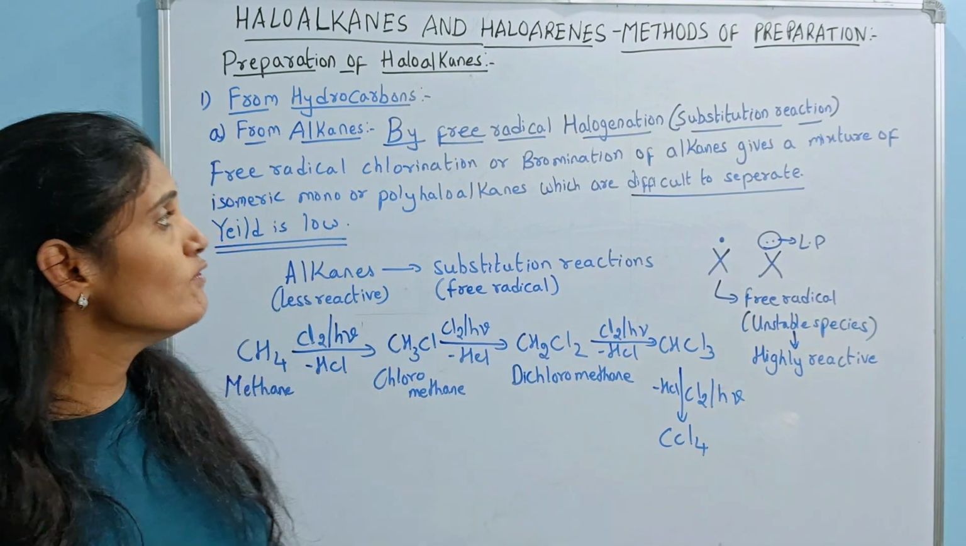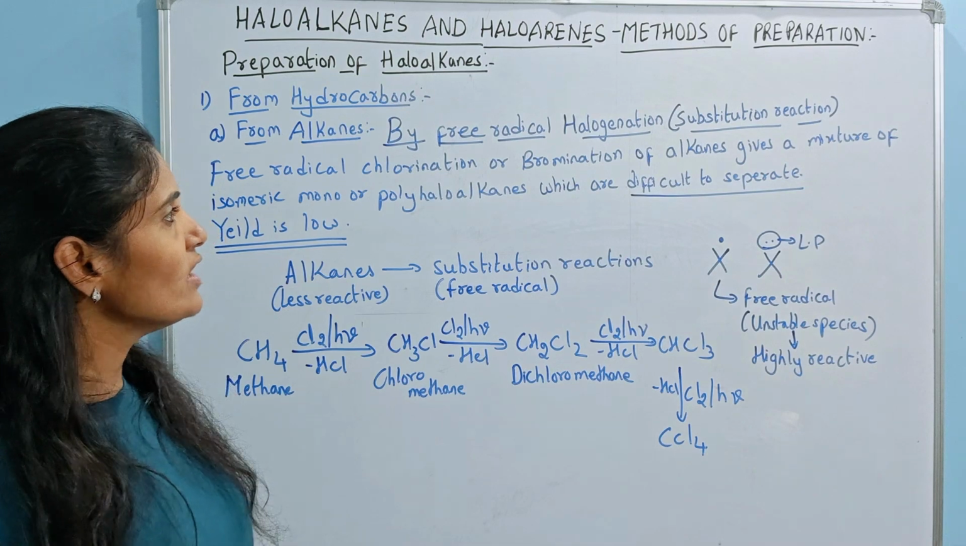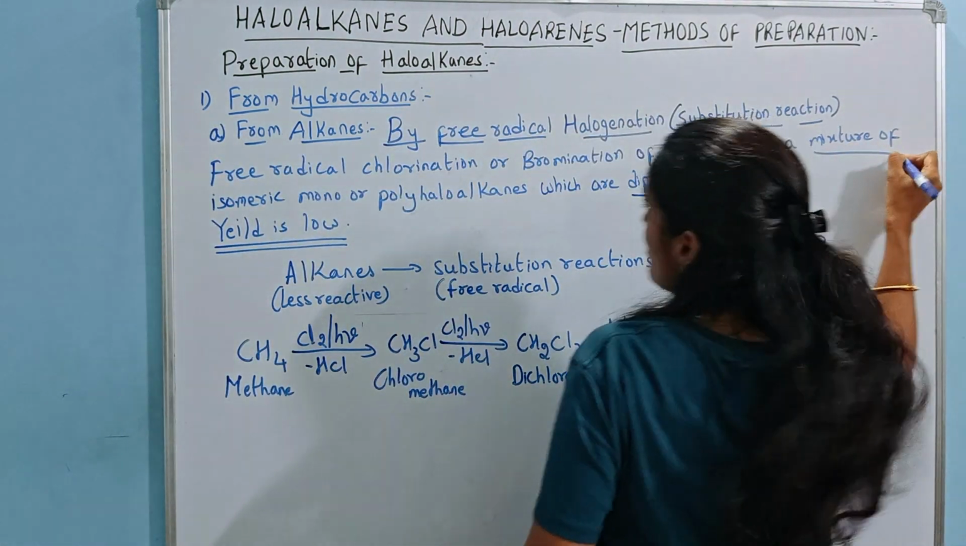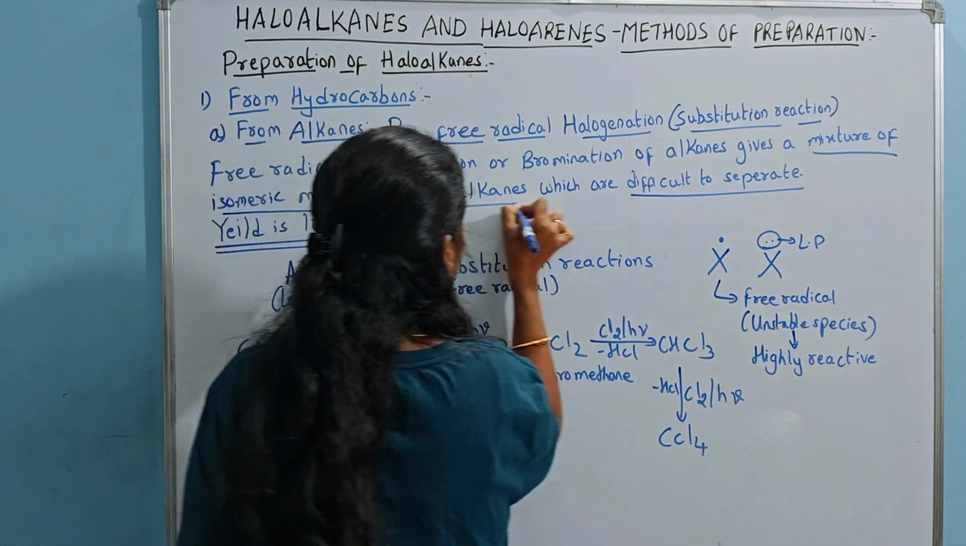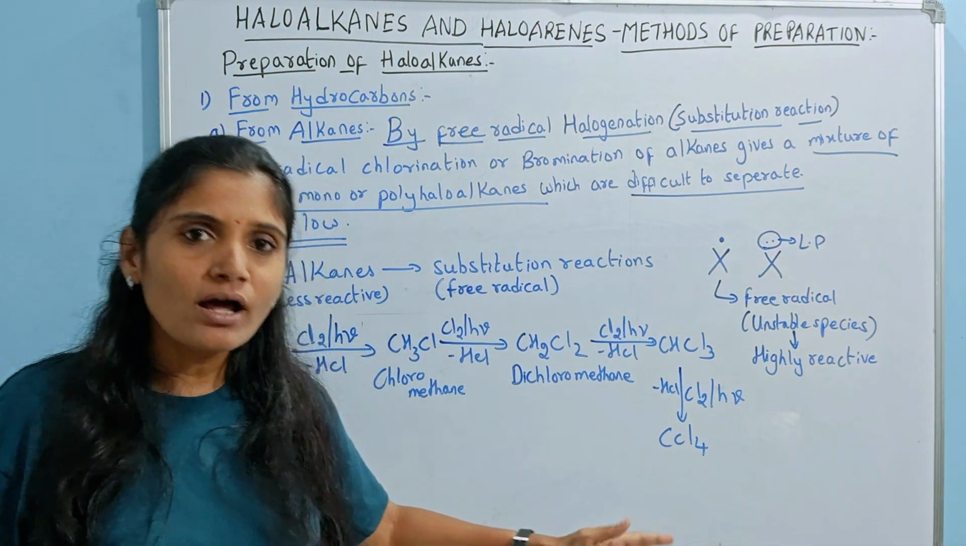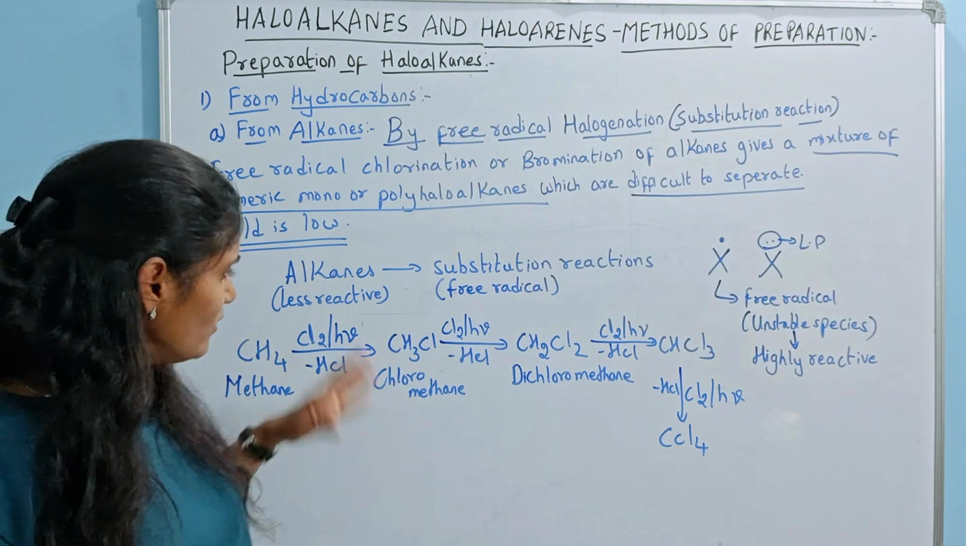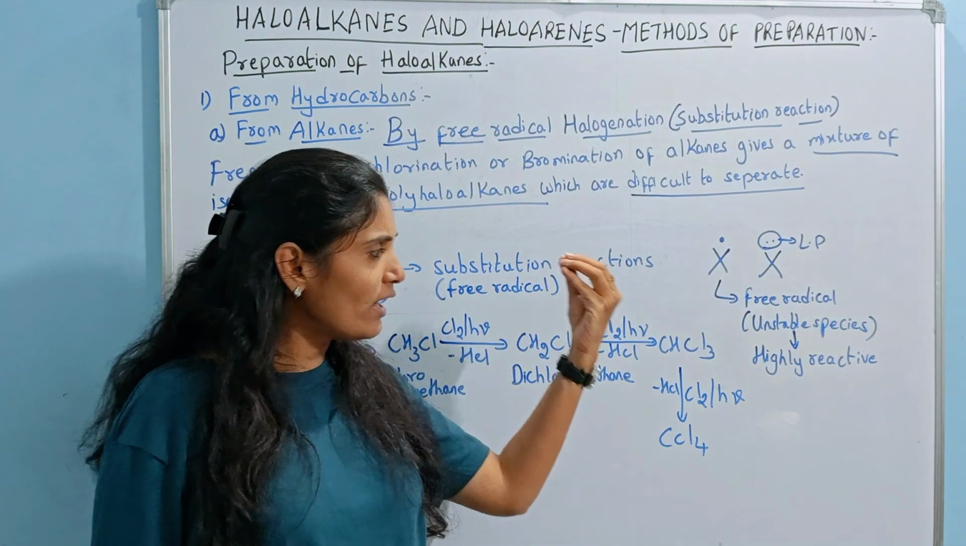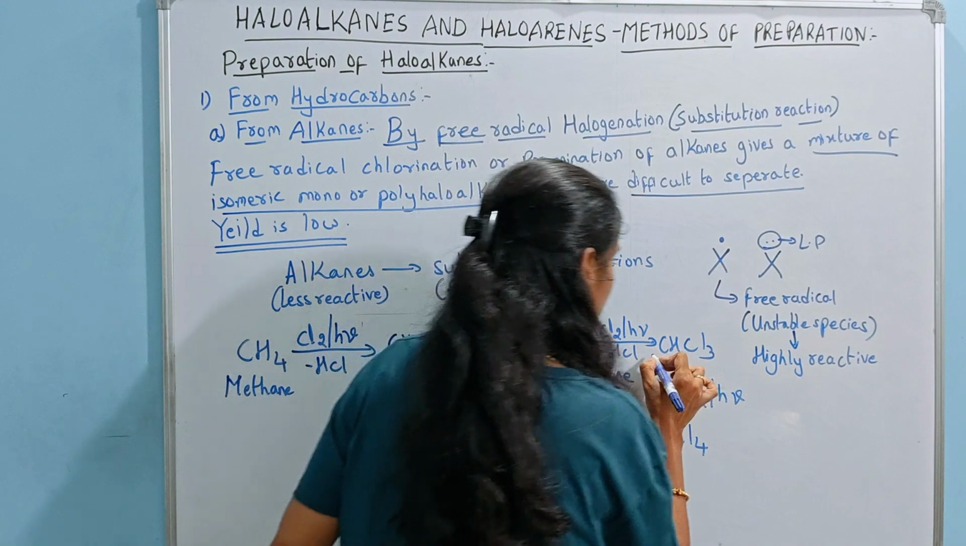So I can say the reaction will give a mixture of isomeric mono or polyhaloalkanes which are difficult to separate. Now in the reaction mixture, I have methane, I have chloromethane, I have dichloromethane, I have trichloromethane. I didn't write the names here.